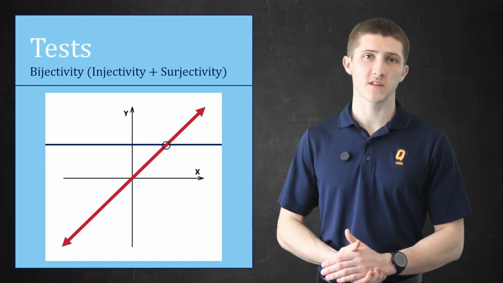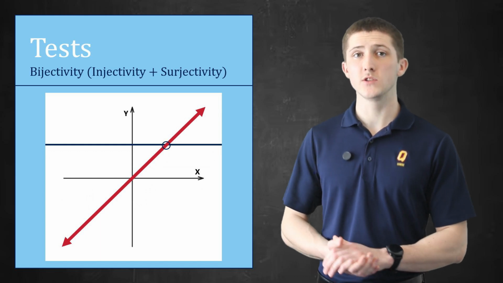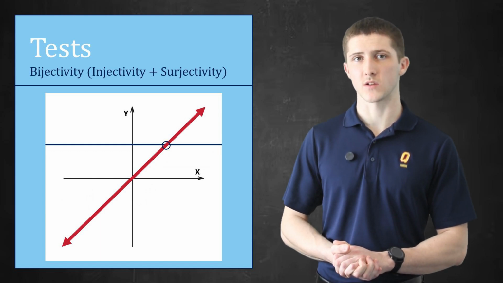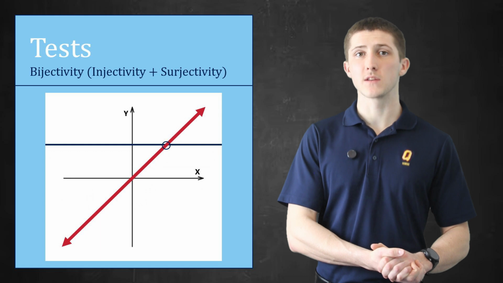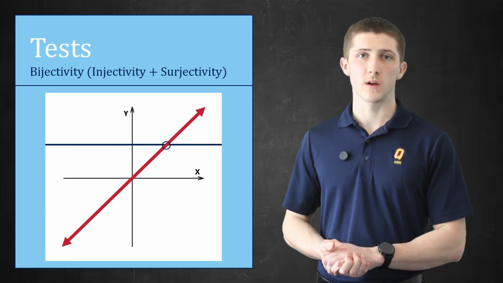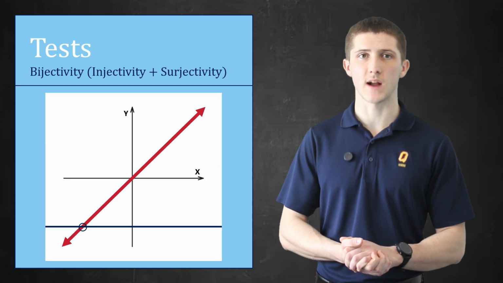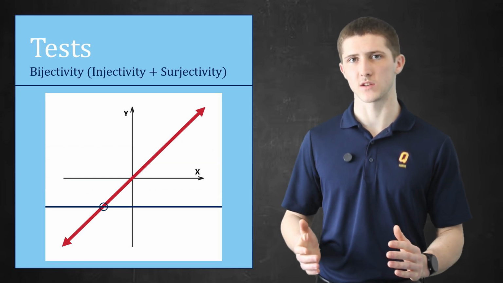And if a bijective mapping is both injective and surjective, well, we know that being injective means the horizontal line should intersect the graph at most once, and being surjective means the line should intersect the graph at least once. So if both properties hold, then a bijective mapping should have the line intersect the graph exactly once at any position.